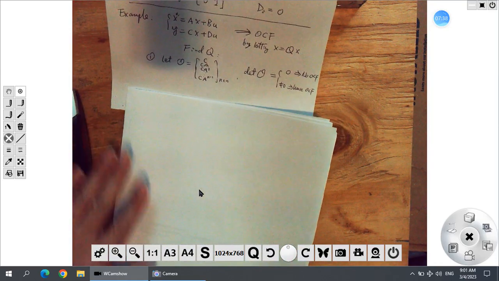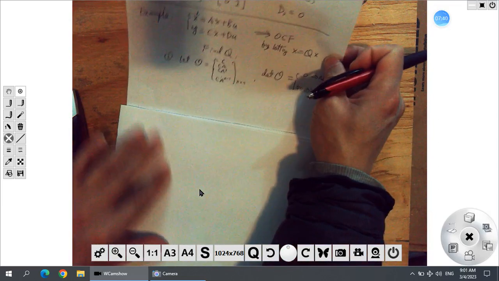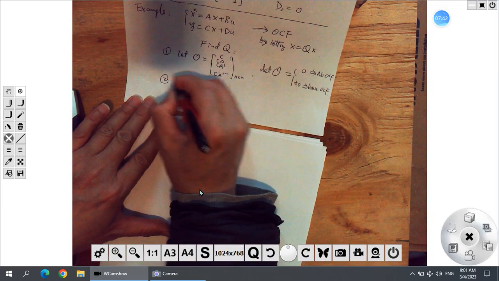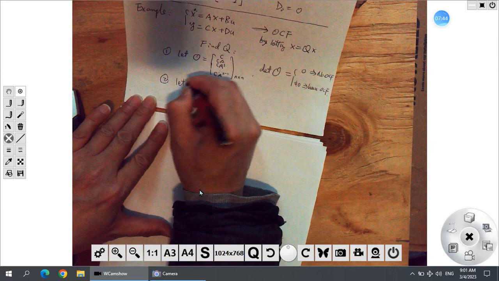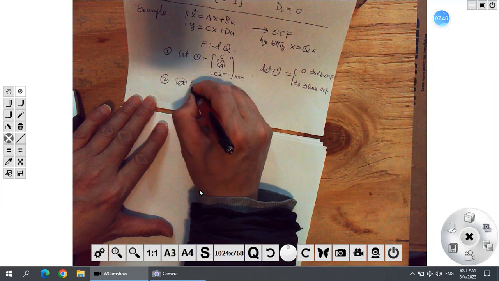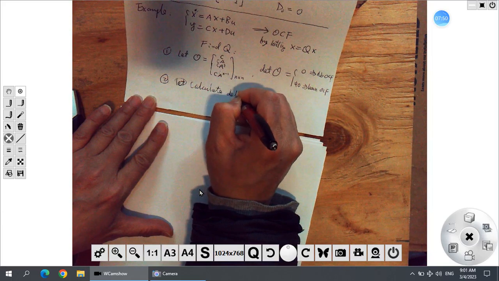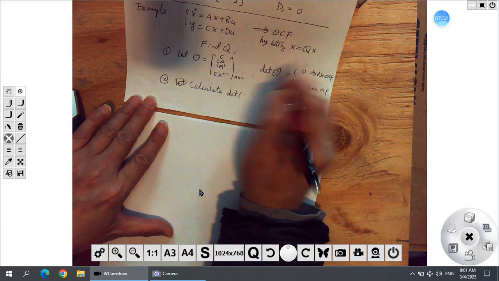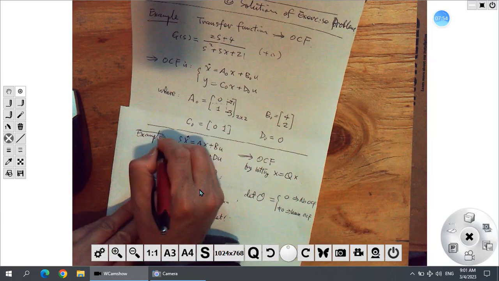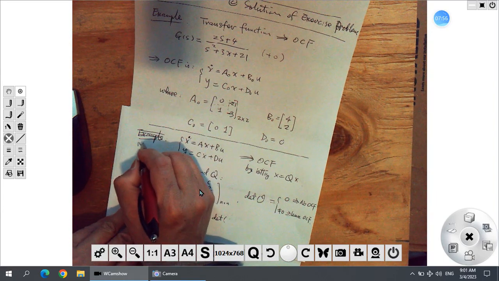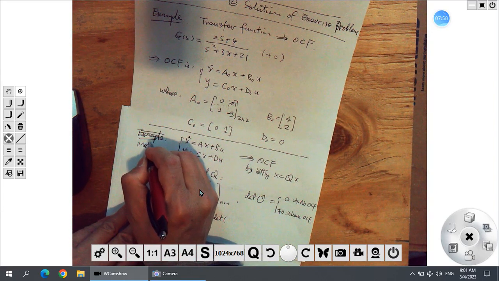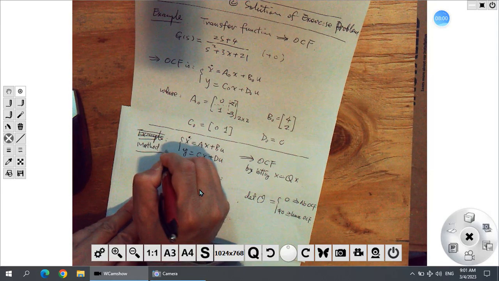And then we calculate. Okay, second one. Calculate determinant of. Okay, here's not a method. This is not an example, it's a method. The whole method.